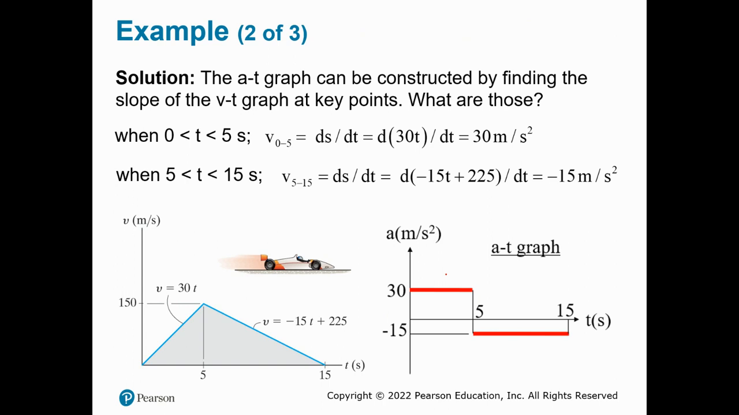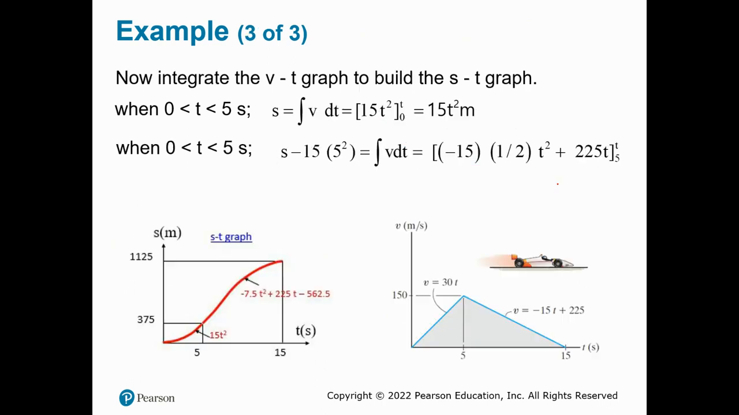Also, mathematically, the derivative of 30t with respect to time gives me 30 meters per second squared as the unit. The derivative of negative 15t plus 225 gives me only the slope, right? Negative 15, that will be the acceleration from 5 seconds to 15 seconds.